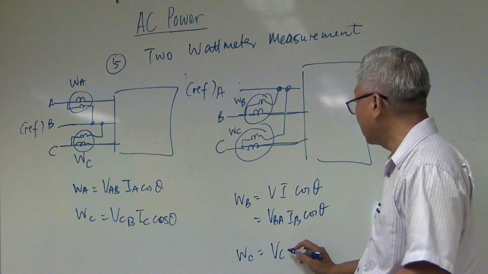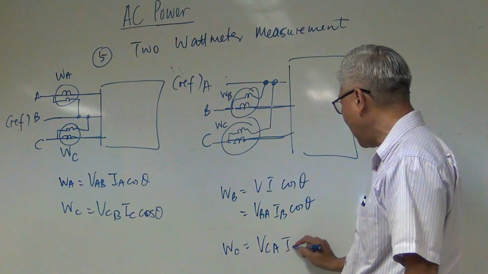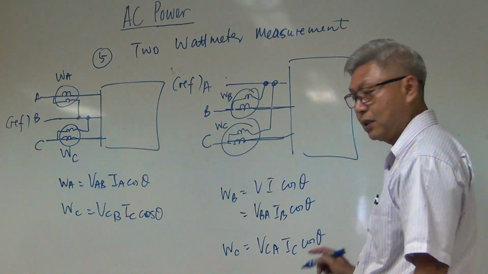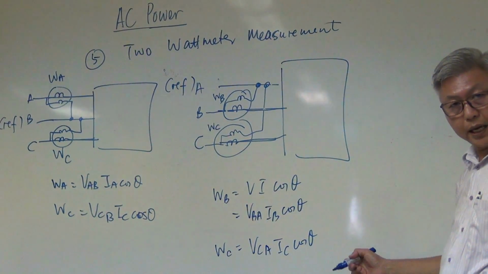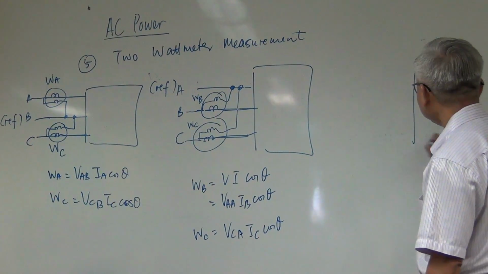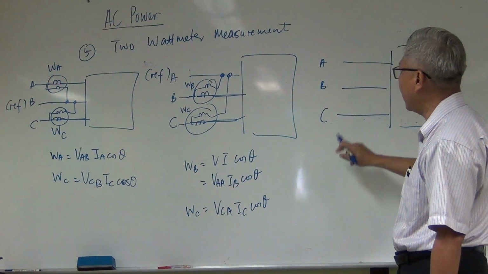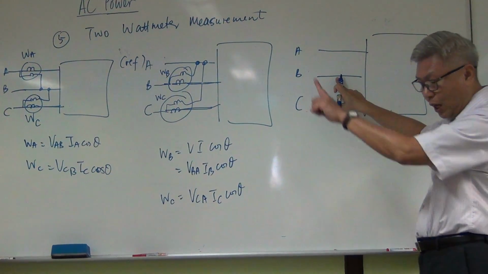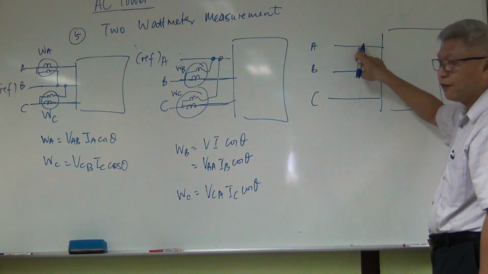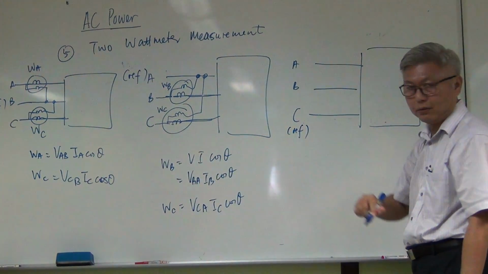VCA, A is my reference, right? So VCA IC cosine theta. Get the hang of it? Right, the third one. I started with B as a reference. We know how to do it already. A as a reference, we also know how to do it. Now C, I'm making C as a reference now.